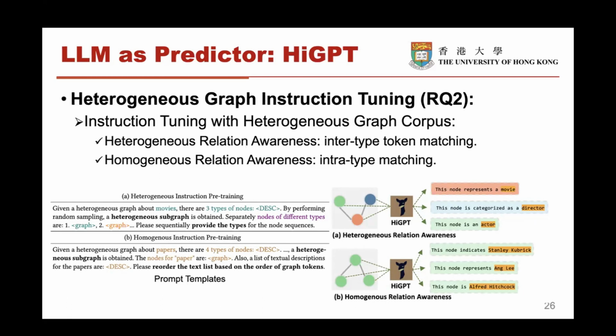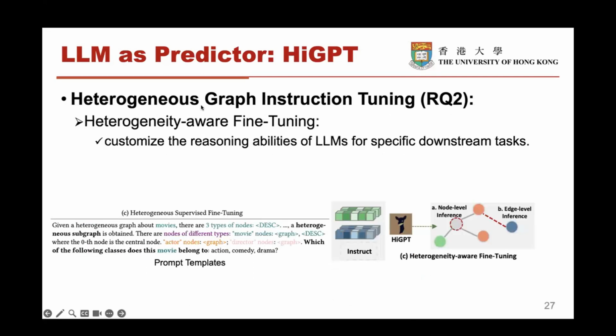We like to instruct to distinguish the movie type, actor type, and director type according to the different sequence of the graph tokens, and also to model homogeneous relation awareness, we like to instruct the LLM to distinguish different actor nodes within the actor graph tokens.